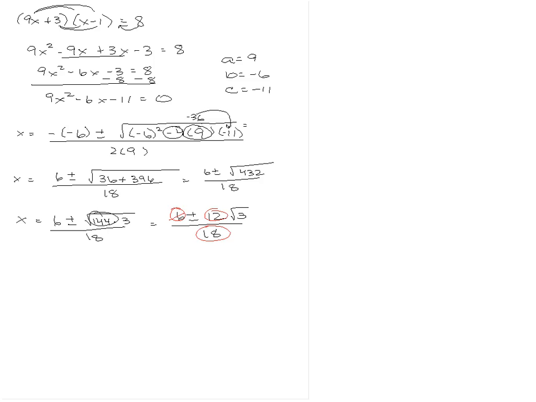1, 2, and 3. So my final answer is 1 plus or minus 2 times the square root of 3 over 3. And that's the quadratic formula. You plug in the numbers and you go from there. Plug in the numbers, go. Okay? All right, that's 9.3.